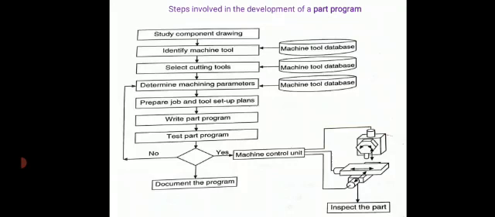Then, after selecting the cutting tool, determine the machining parameters. The machining parameters are stored in the machine tool database, and the details are collected from that database. Then move to prepare the job and tool setup plans. After preparing the job and tool setup plans, move on to write the part program. With the relevant details, we write the part program of the part.